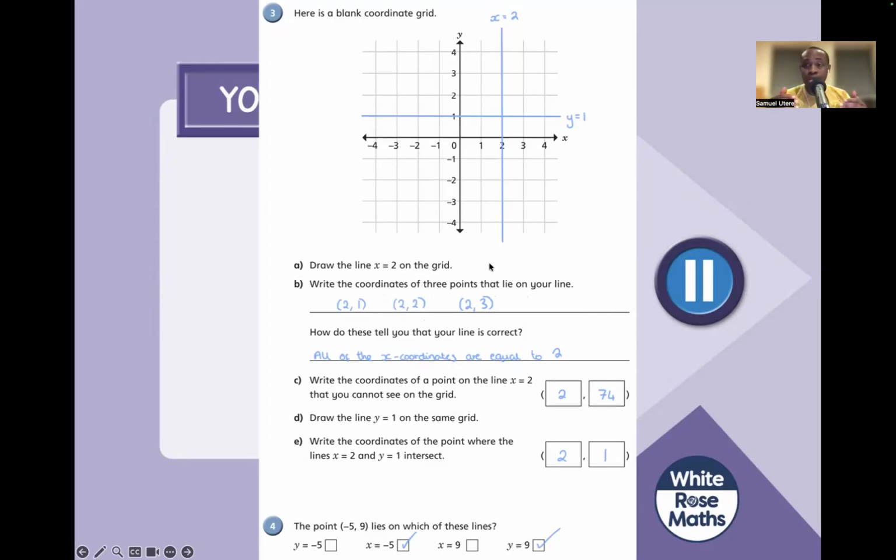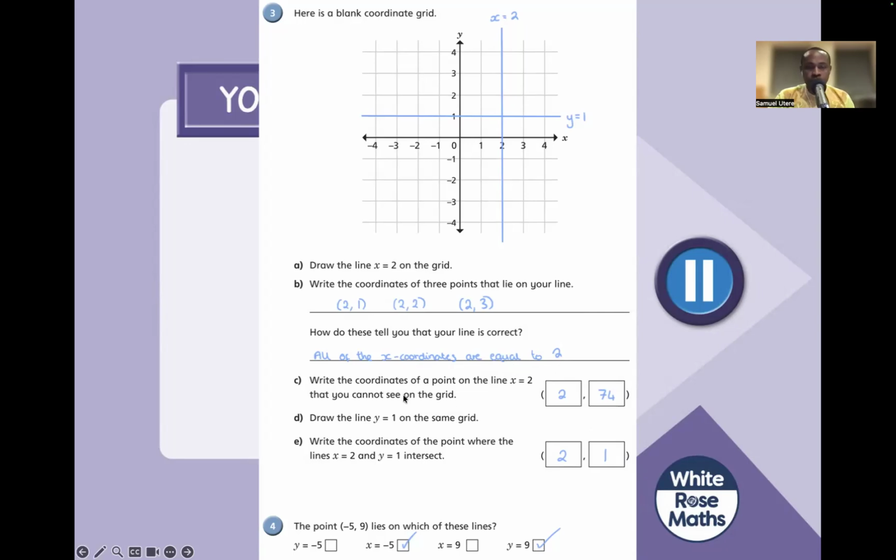Well, you can write any number. Remember, your line could continue as long up to the sky and down into the earth. So the y number could be any number, but the x will always be 2. And then how do you tell that your line is correct? You can tell because all of the x coordinates are equal to 2.